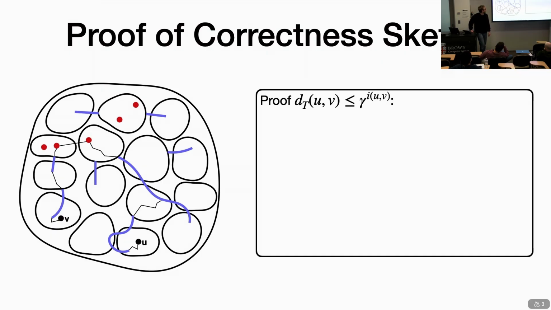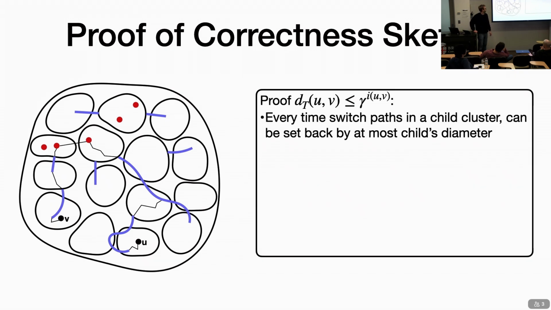So then, why does this work? Well, we need it to be the case that for any vertices u and v, the distance in our final tree is going to be at most gamma to the i, assuming that this cluster is part of the ith level partition. And so, see, in blue, we still have our shortest paths that we added. And then in black, we have edges that are added at recursive levels. So we just want to bound the length of this path, which is going to be part of our final spanning tree.